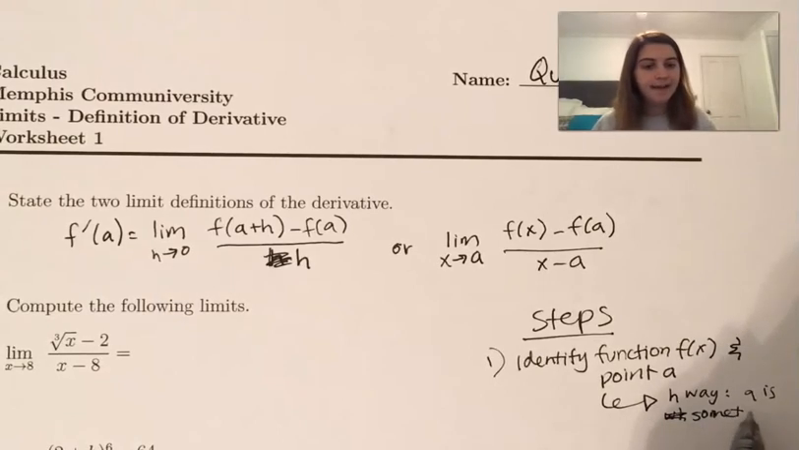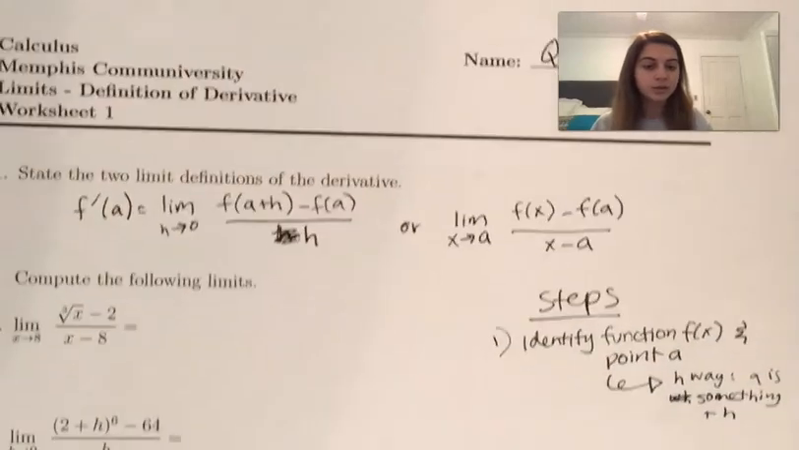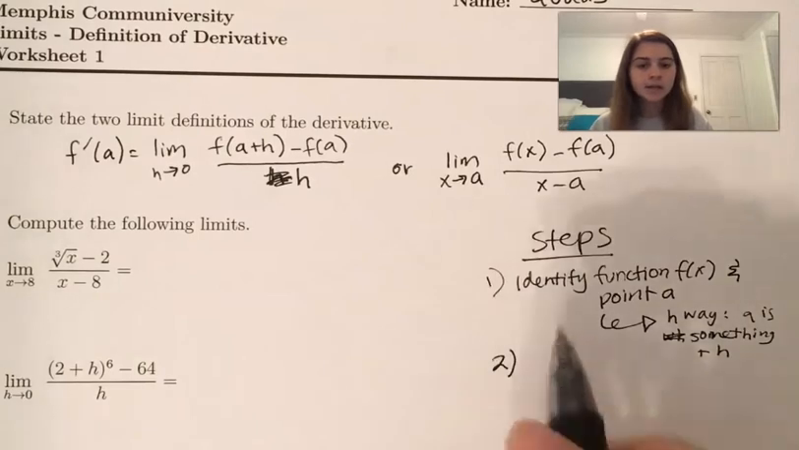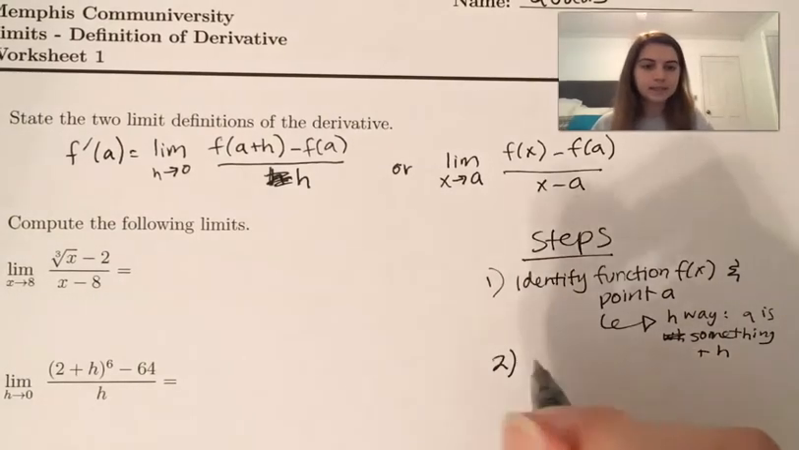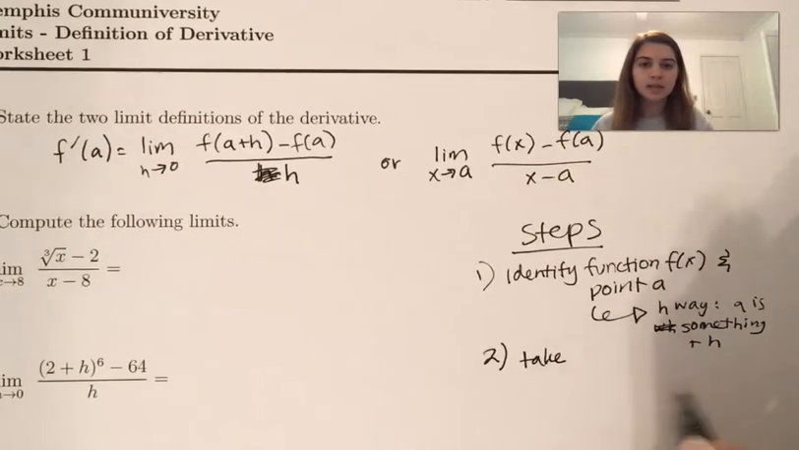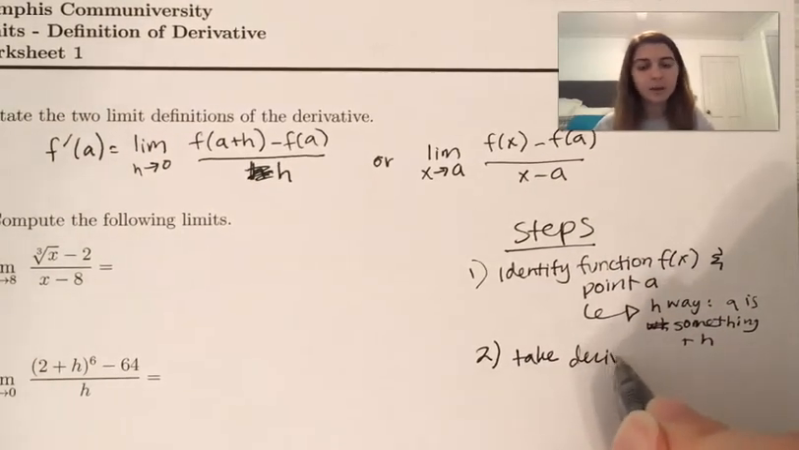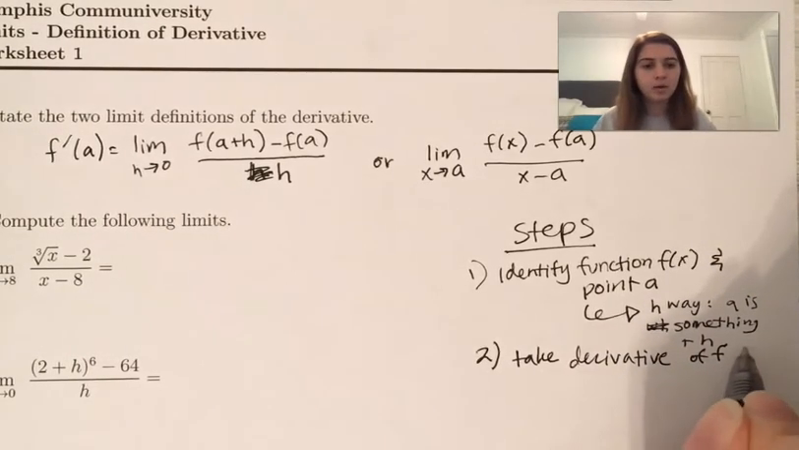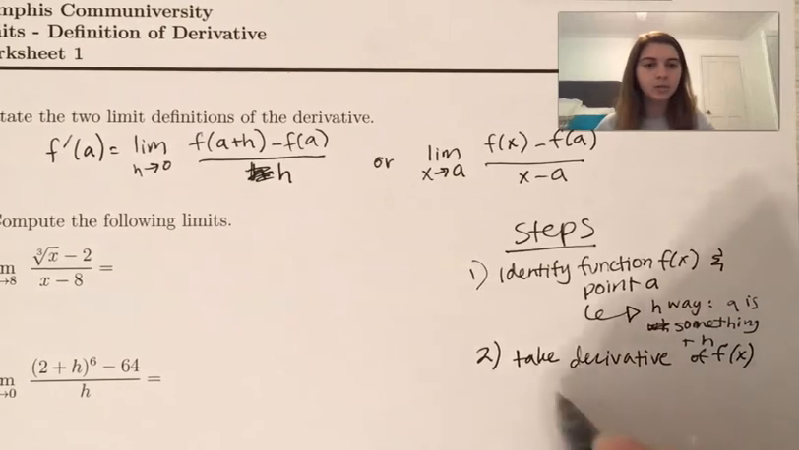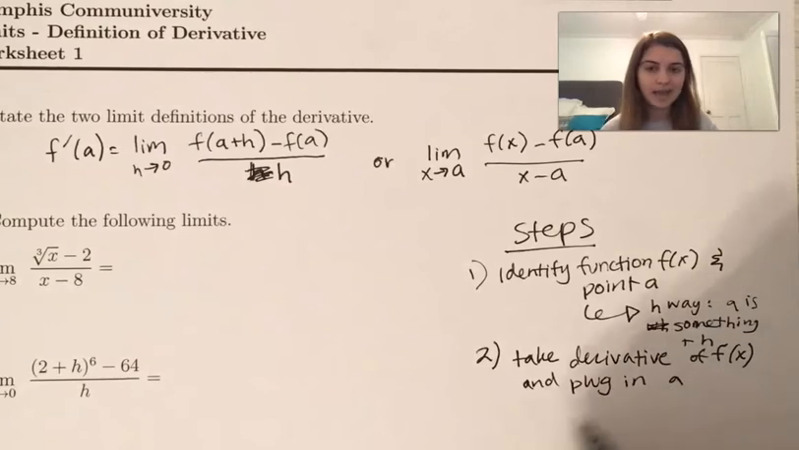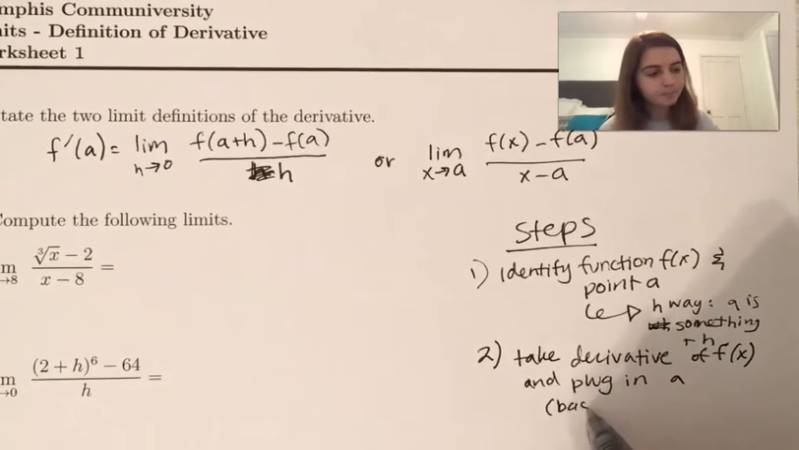And then after you identify that a and that h, that's when you're going to actually take the derivative and plug in a. So you're basically taking f prime of a, because you're taking the derivative of f of x, that's f prime of x, and then you're plugging in a. Because you want the slope at point a. The slope is f prime of x. It's the slope of the function at any given point. You want it at point a. And so you're just plugging in a.